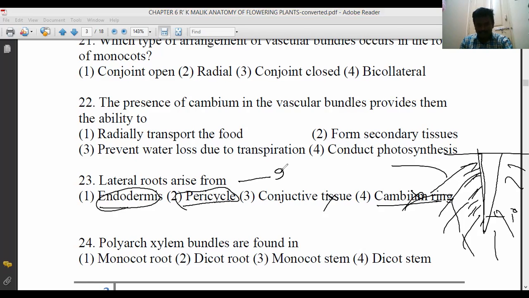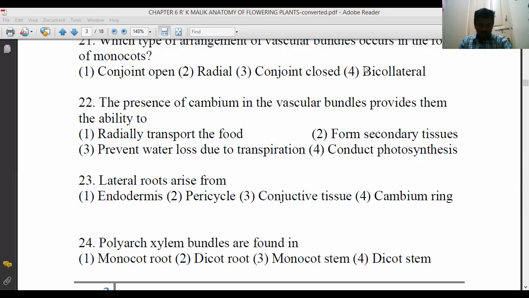So for the 23rd question, the correct option is pericycle. 24th question. Polyarch xylem bundles are found in. Polyarch xylem means the presence of more than 6 xylem bundles. That is what we will find in the monocot root.